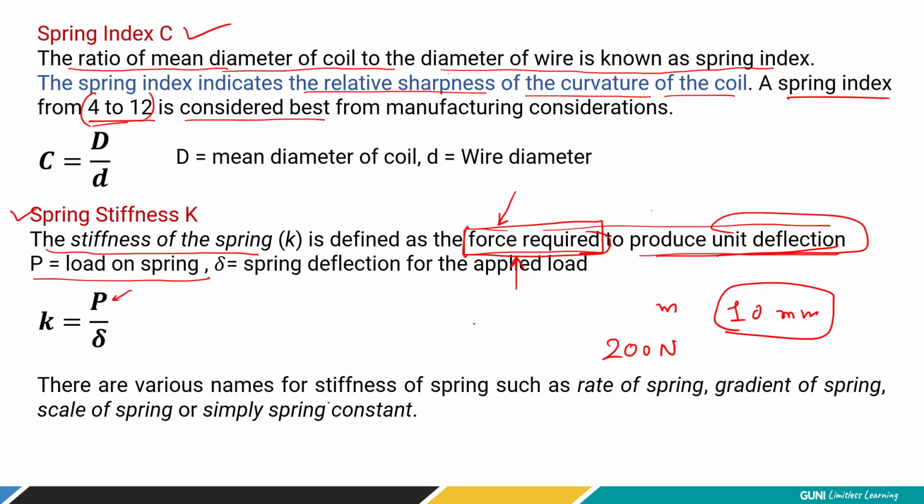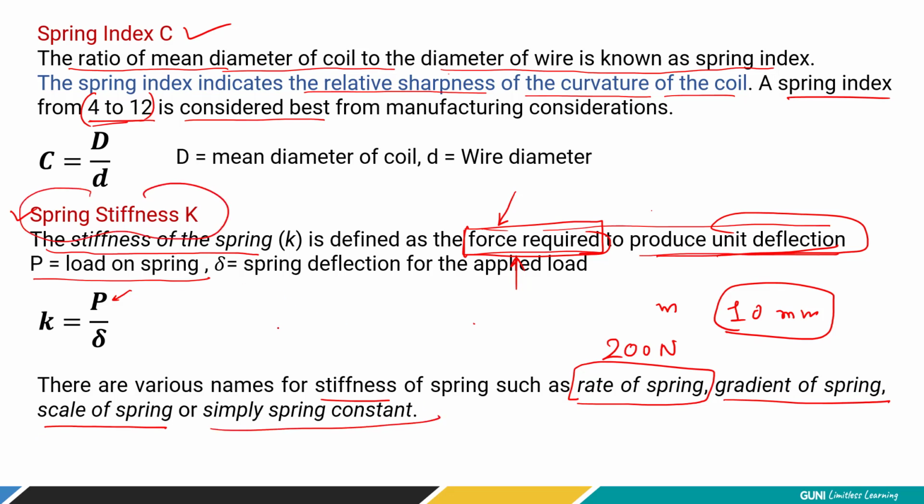Now there are various names for the same stiffness. It may be referred to as the rate of spring in certain books, right? Some refer to it as the gradient of spring. It is the scale of spring, or simply spring constant. You have to remember it as spring stiffness K or simply spring constant. These are the widely used names for this term, right?